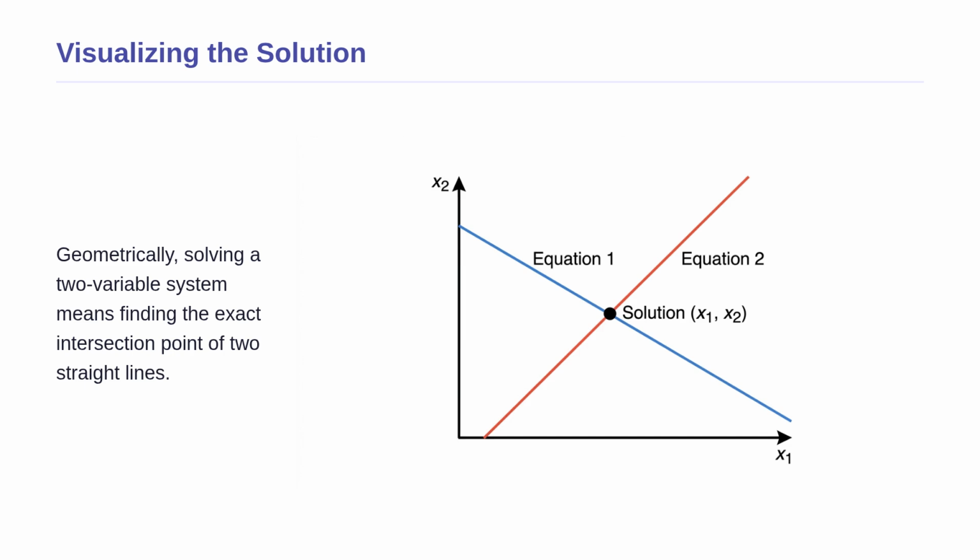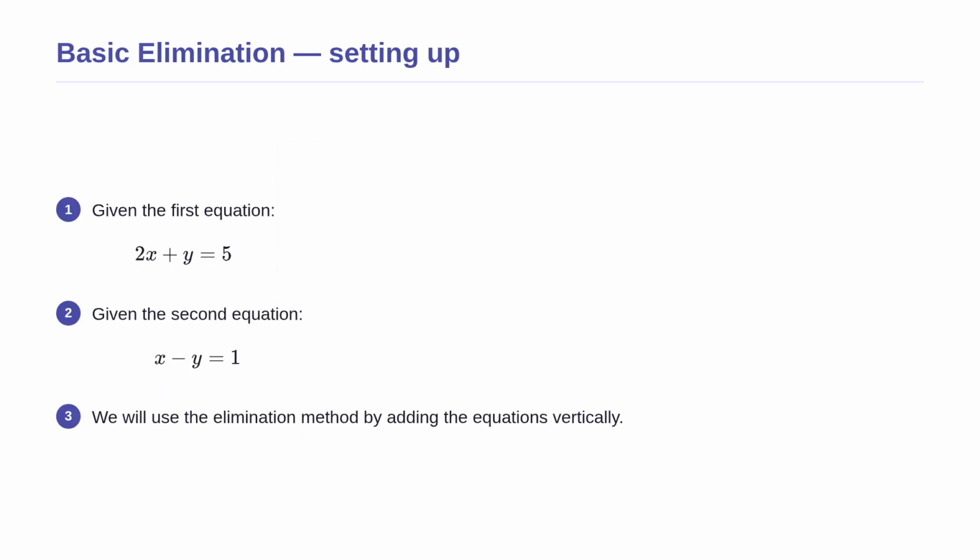If the lines were perfectly parallel, they would never touch, meaning the system would have no solution at all. Now that we understand the geometry, let us solve a simple system algebraically using the elimination method. We are given 2 equations. The first tells us that 2 times a number plus a second number equals 5. The second tells us that the first number minus the second number equals 1. Our goal is to find the exact values of both numbers.